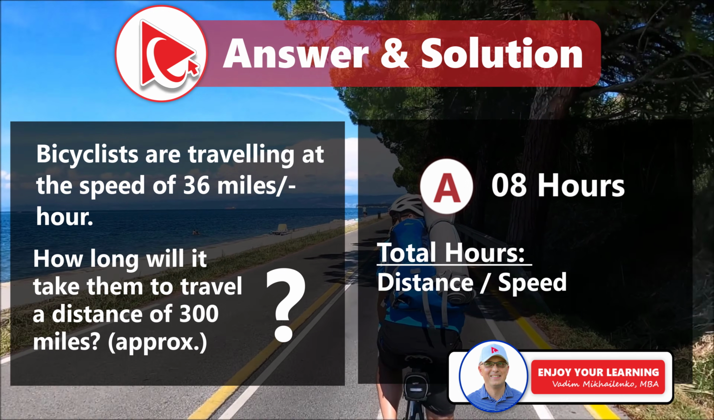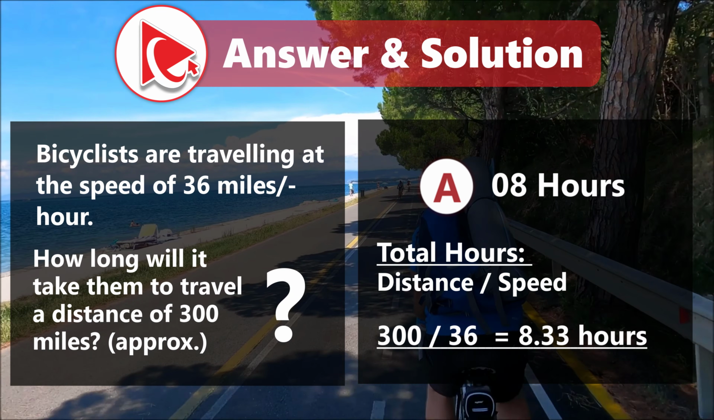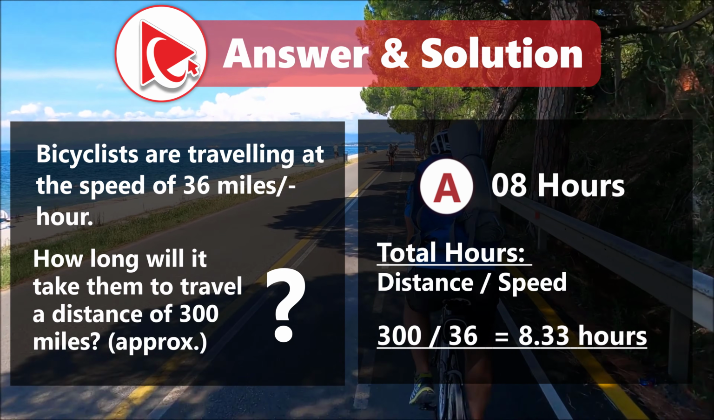And 300 divided by 36 equals 8.33 hours, approximately 8 hours. That's why I got the answer A, 8 hours.